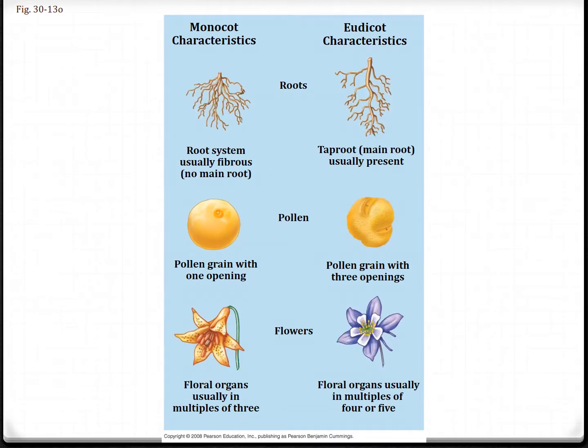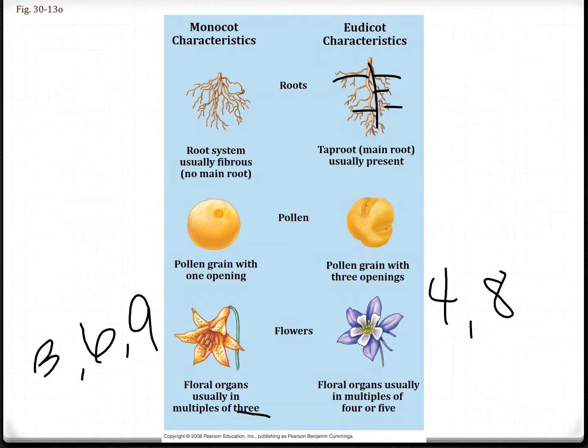Monocots traditionally have more fibrous root structures, while the eudicot or the dicot has one main root that all the roots come off of. The pollen has one opening in our monocot, and there's 3 openings in our dicot. And then the coolest one is that in our monocots, all the flower parts are multiples of 3. So it's 3, it's 6, or it's 9, and so on. Versus a dicot is going to be multiples of 4, so you'll have a 4 or an 8, or you'll have a 5 or a 10, okay, and so on.